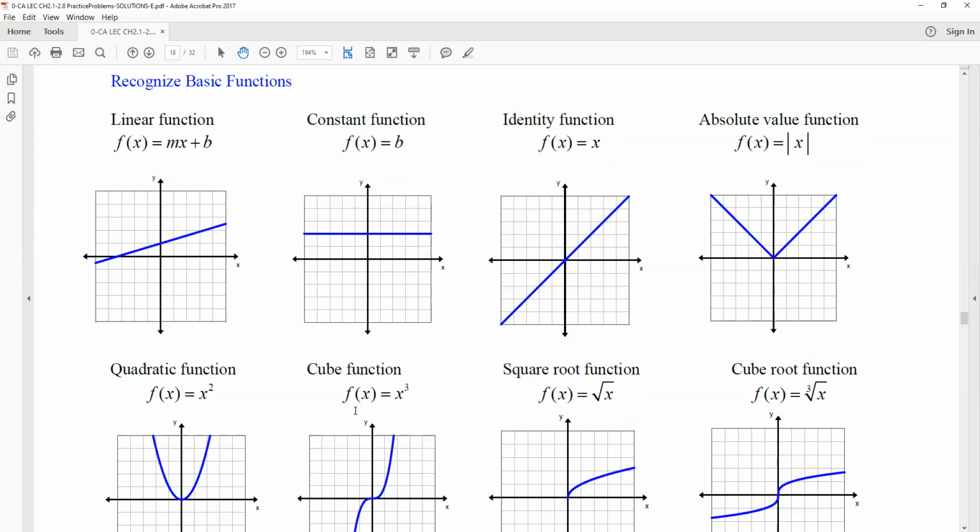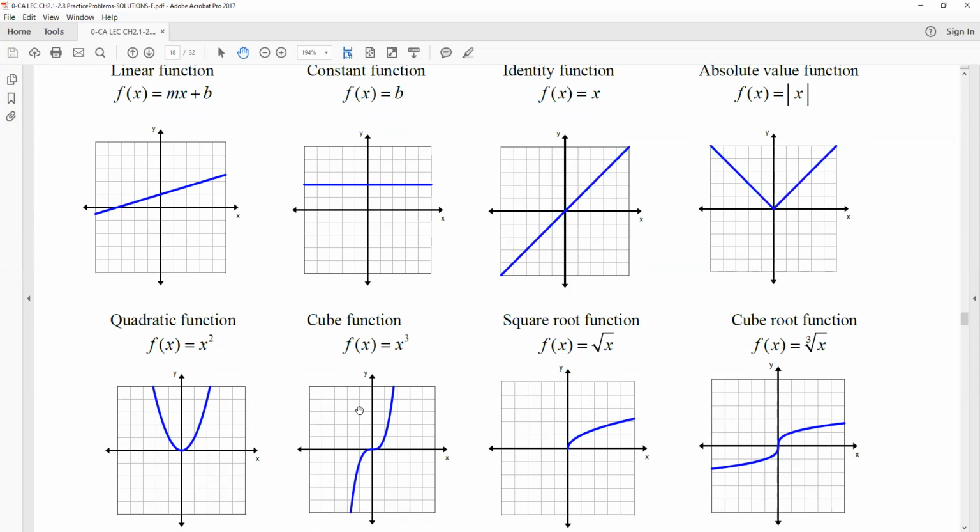Transformation of graphs. Okay, I've shown you these a number of times, at least 4 times the other day, where you have just a linear equation. This one is y equals a number, in other words, a horizontal line. Y equals x, the identity equation where it's over 1 up 1, over 1 up 1. Absolute value of x starting at the origin at 45-degree angles.